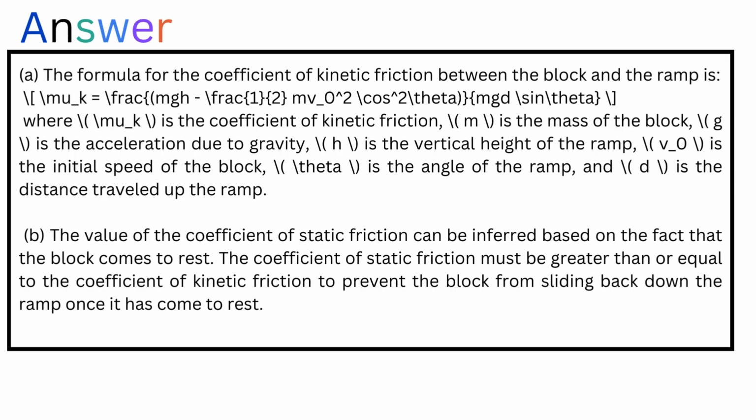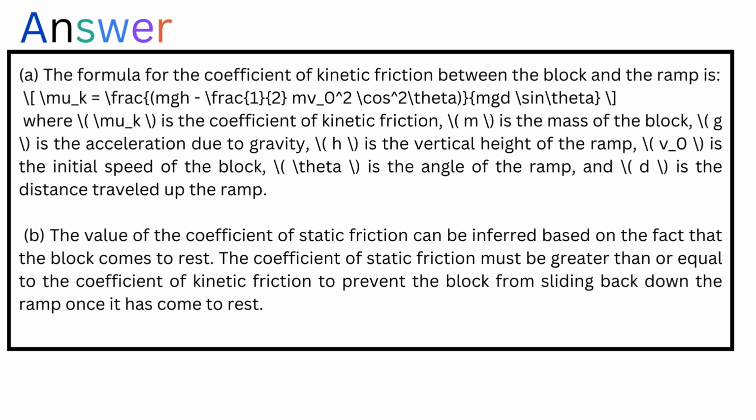Correct answer is the formula for the coefficient of kinetic friction between the block and the ramp is mu k equals (mg h - 1/2 m v0^2 cos^2 theta) / (mgd sin theta), where mu k is the coefficient of kinetic friction, m is the mass of the block, g is the acceleration due to gravity, h is the vertical height of the ramp, v0 is the initial speed of the block, theta is the angle of the ramp, and d is the distance traveled up the ramp.